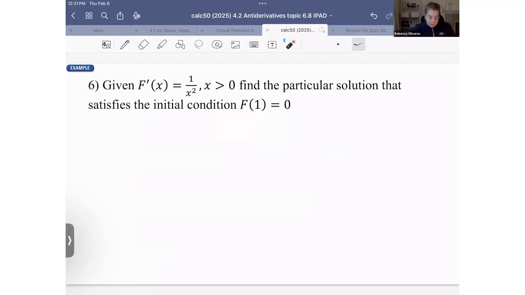Okay, so the function says capital F prime of x is 1 over x squared, where x is positive. We want to find the particular solution given the initial condition F of 1 is equal to 0. If you don't have the notes printed in front of you, I'll give you about 30 seconds to write this down.